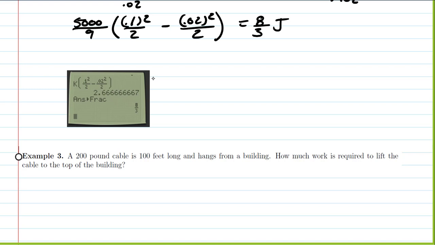So if work is equal to force times distance, my force is changing every time I move that cable up, because more and more of the cable is now sitting on the roof or is inside your winch, or whatever it is you're using to move this cable up. So let's see if we can figure out how this is going to work.